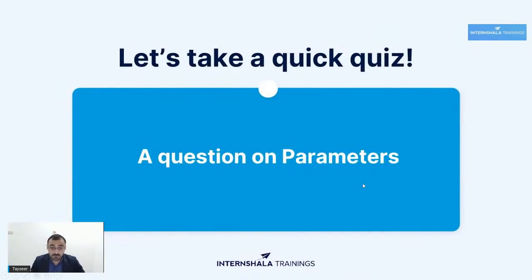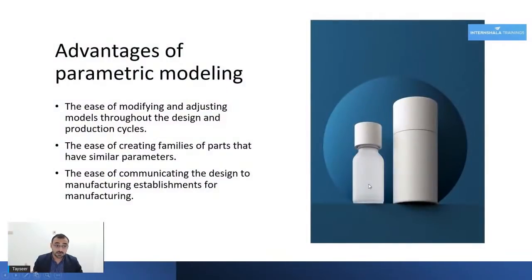Now let's move into talking more about the advantages of parametric modeling. Just now, we've shown in our mental exercise how we were modifying the cube. So now, one of the big advantages we have with parametric modeling is the ease of modifications and adjusting the model through the design and production cycle, which is quite key to the practice of design. Another advantage is it makes it easy to create families of parts that have similar parameters.